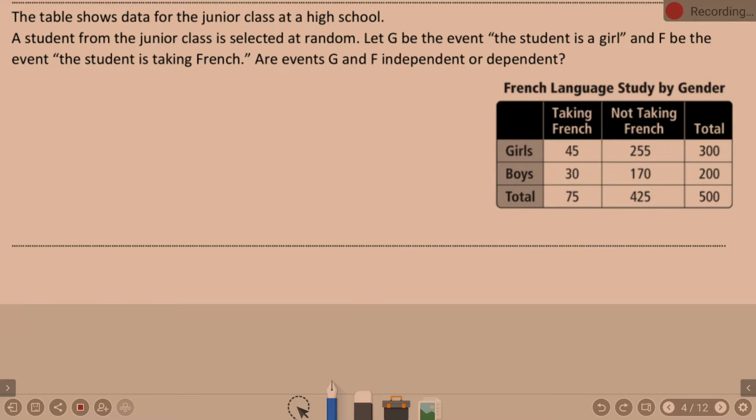So I'm going to start with probability that the student is a girl, given they are taking French. You know your setup at this point, yes? On top, it's going to be the amount of girls in French. On bottom, it's going to be the amount of total taking French. How many girls in French do we have? 45.